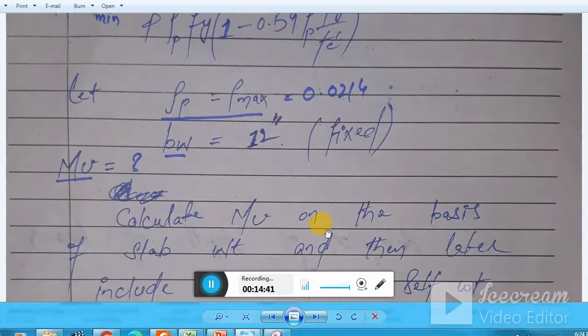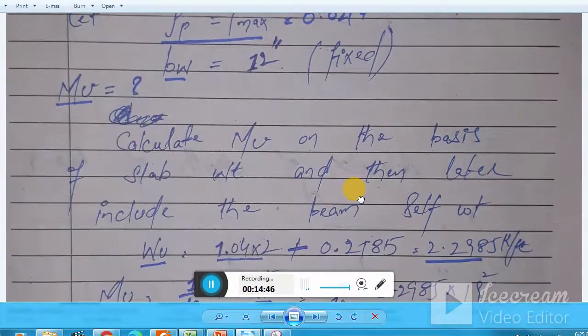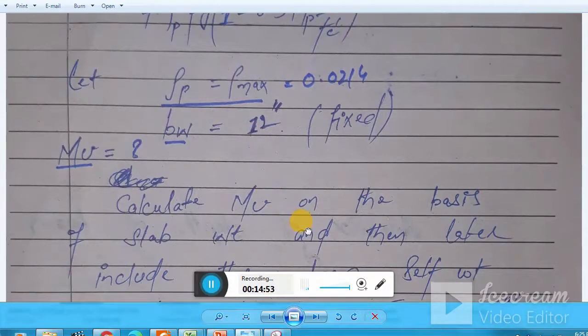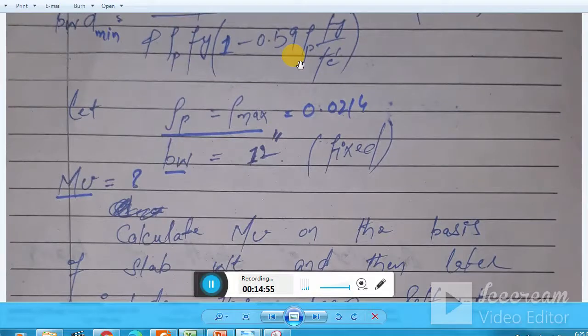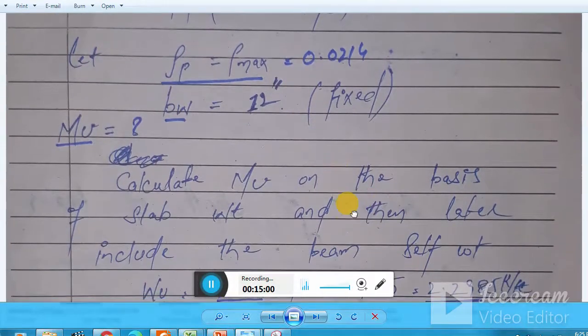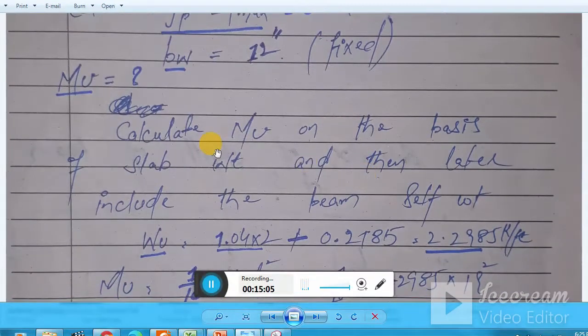Now, calculating Mu on the basis of slab weight and then later including the beam self weight, because whenever we are designing a beam, we include the self weight of the beam. As we don't fix yet the depth of the beam, we don't know the depth, so here we will assume the self weight of the beam. Now we need to find out the weight of the slab which is coming towards the beam. So this is 1.04 times 2.